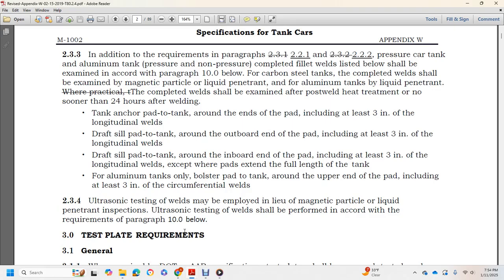Ultrasonic testing of the weld may be employed in lieu of magnetic particle or liquid penetrant inspection. Ultrasonic testing shall be performed in accordance with the requirements of paragraph 10 below.